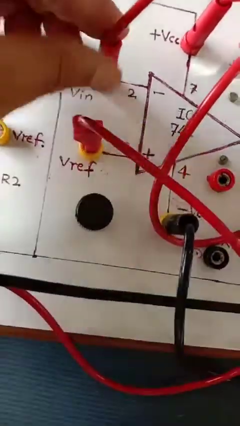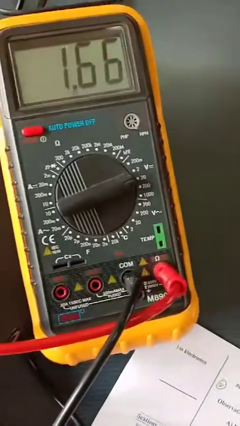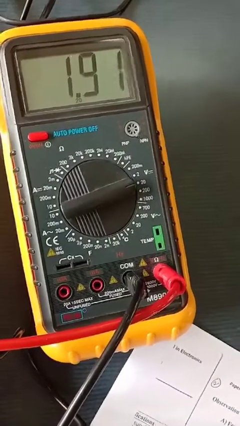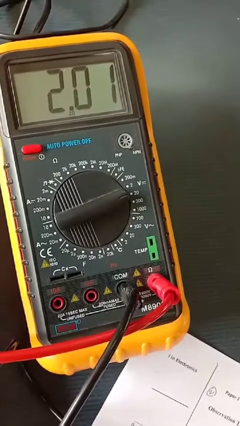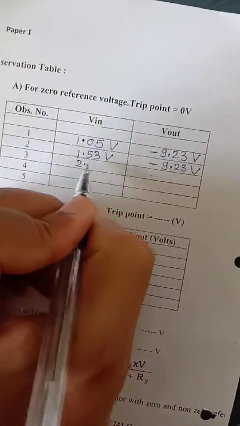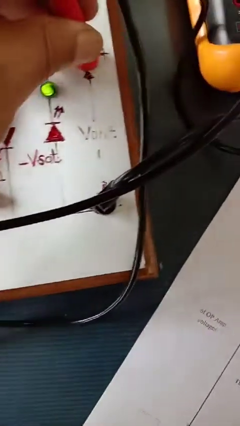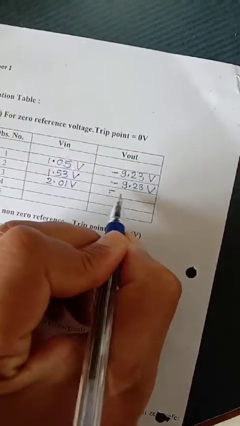So right here -9.23 volt. Again disconnect this positive wire of the multimeter and connect it to the input here. Change this input by rotating this knob. So I am increasing this voltage. You can take any one voltage. So 2.01. Then measure at the output, that is at pin number 6. The output is -9.23.